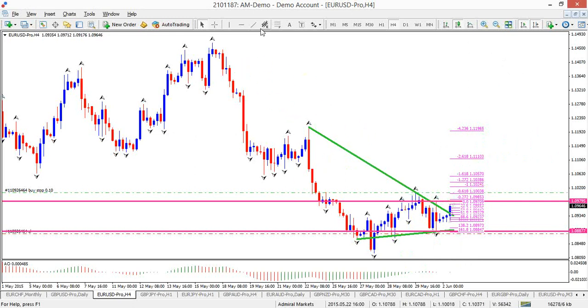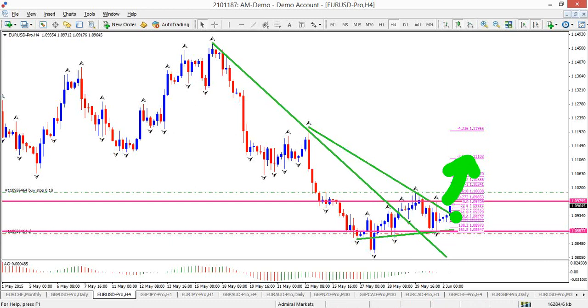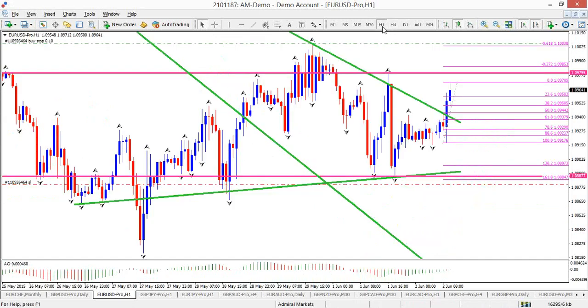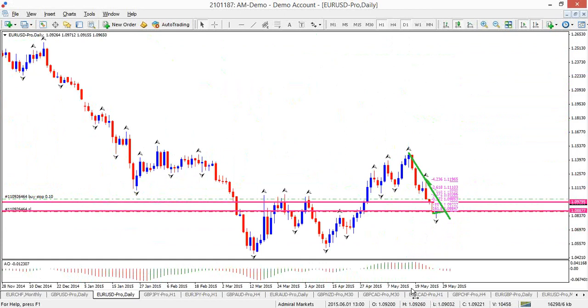And we already had a break of this trend line like this, like that. That was the first break. This would be a second break. So it should get a bit more impulse on average. There's really nothing else to say from this point of view, I think.